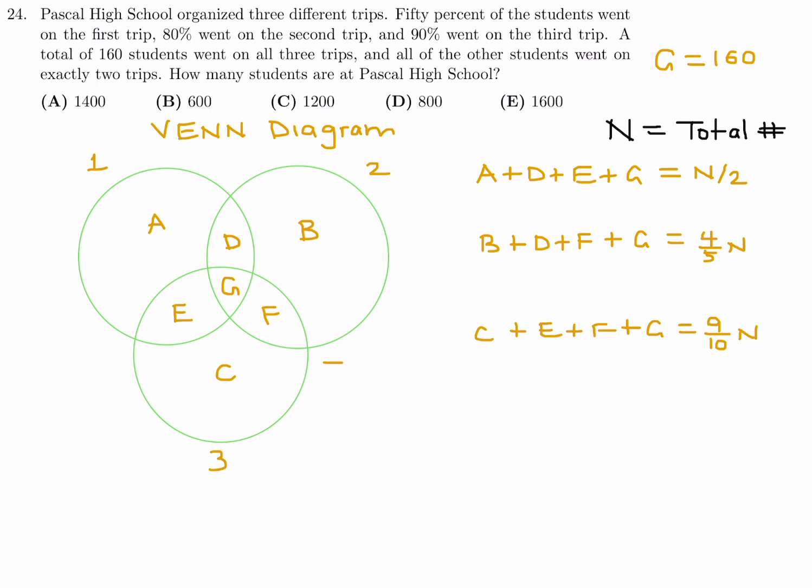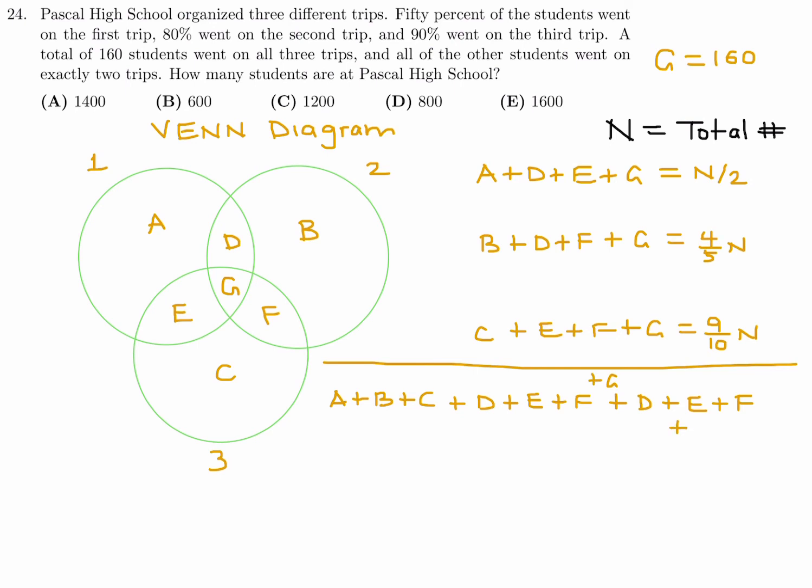The first thing I'm going to do is add them all up. Add everything up. And when you do, you get, let's see here, A plus B plus C plus D plus E plus F, plus another D plus E plus F. And then we have, stick a G in here. And then we have, I think, 2 G's out here. And then, of course, this side is n over 2 plus 4 over 5n plus 9 over 10n.